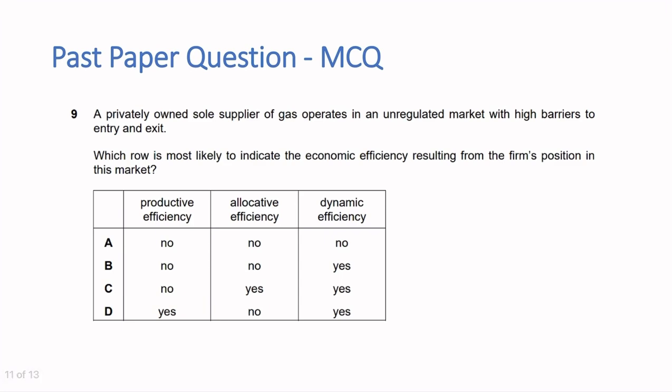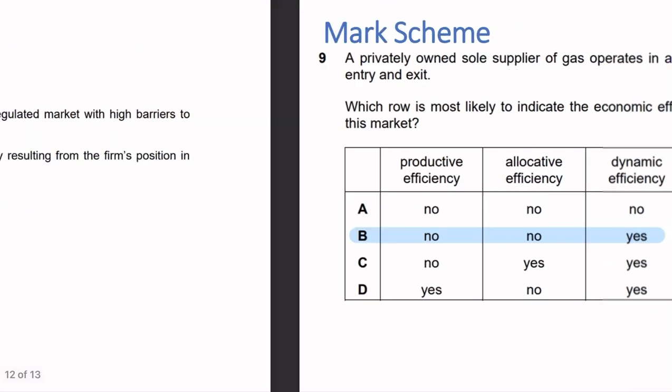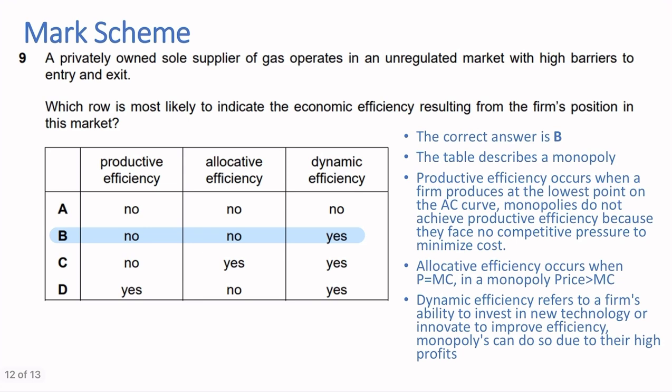Okay, time is up. The correct answer is B. This is because the question describes a monopoly. Productive efficiency occurs when a firm produces at the lowest point on the average cost curve. Monopolies do not achieve productive efficiency because they face no competitive pressure to minimize the cost. So for the first part, it's a no.